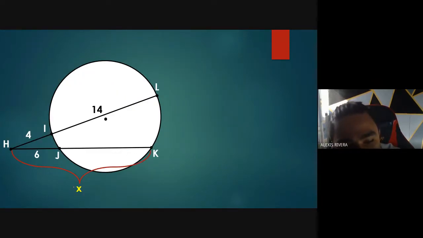Okay, your turn. Find the value of X, HK. What is the measurement of HK? Your turn. What is the value of HK?